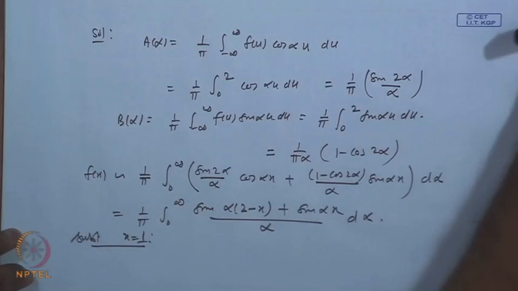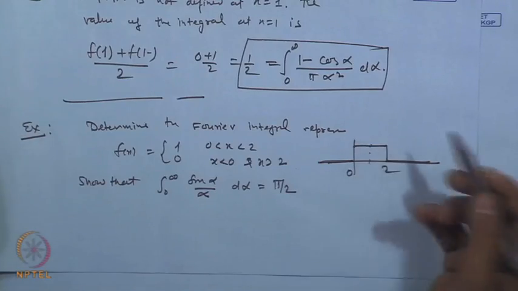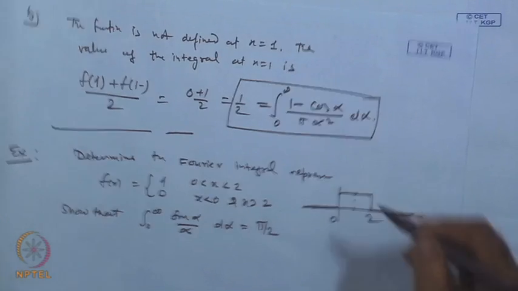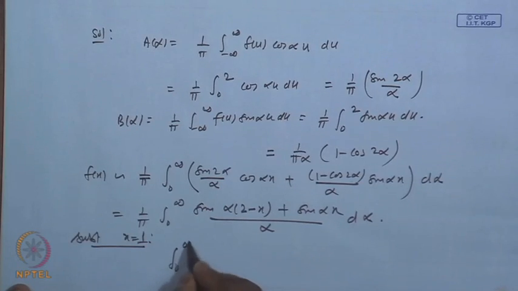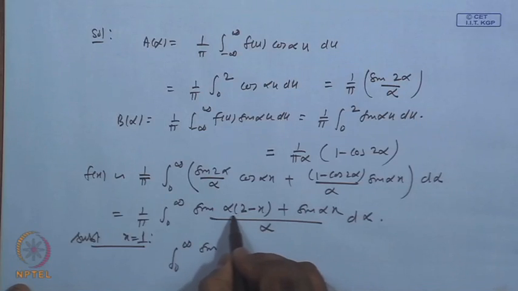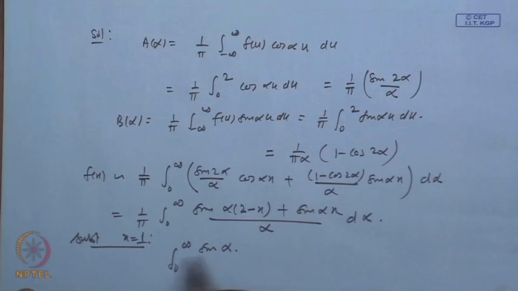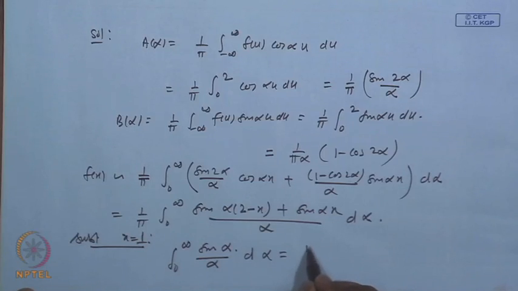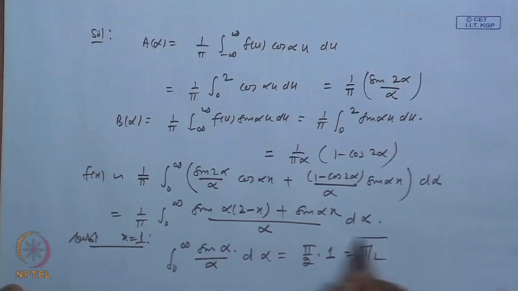So, if we substitute here x equal to 1, we have f(1), the value of this function at 1. Here the interval was 0 to 2. So, at 1 the value is 1, because here we have a point of continuity. So, we will get just the functional value there. So, we have this integral 0 to infinity of sine alpha, and here also sine alpha. So, we get 2 sine alpha, and 2 we will take to the right side. So, 2 over pi will be pi by 2 and the function value at 1 is 1. So, this integral value is pi by 2.